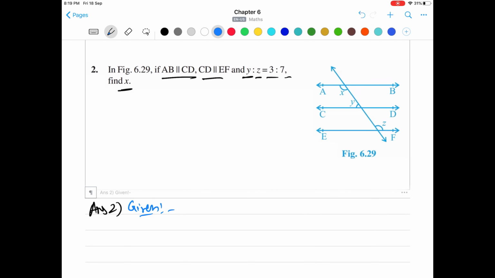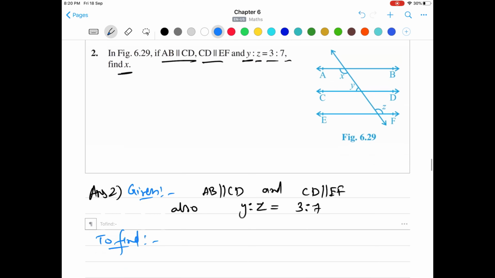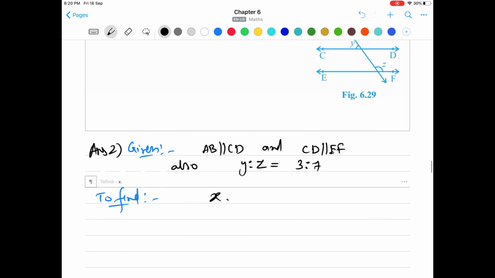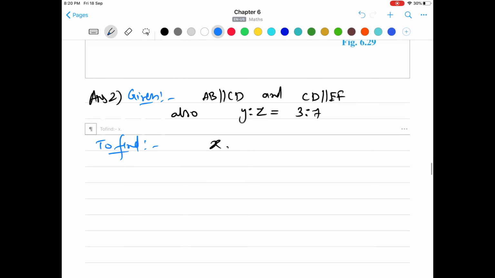Given here is line AB is parallel to CD and CD is parallel to EF. We are given that AB is parallel to CD and CD is parallel to EF. Also that the ratio of Y to Z is 3:7, and we have to find the value of angle x. Okay, so let's write a solution.